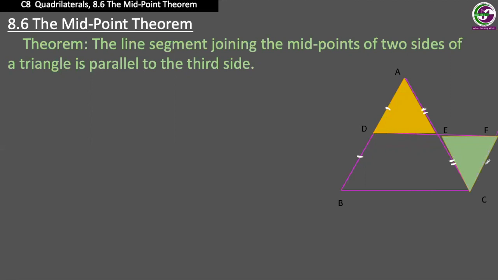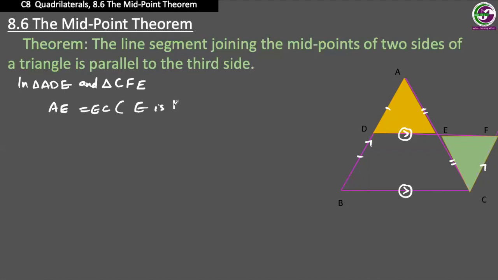Now, CF is parallel to AB, which means these two lines are parallel. Now we have to show that DE is parallel to BC. This is what we have to show. For that, consider the triangle ADE and triangle CFE. We can see that AE is equal to EC because E is the midpoint.